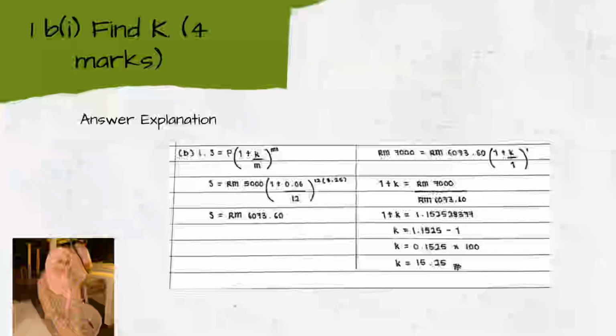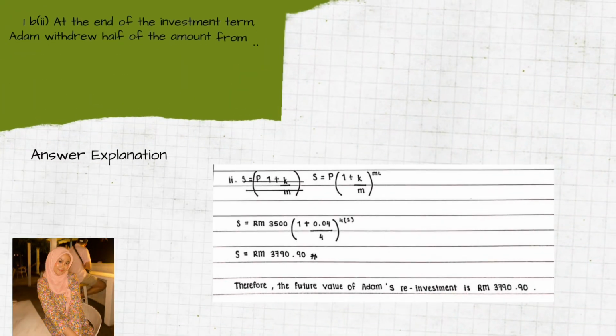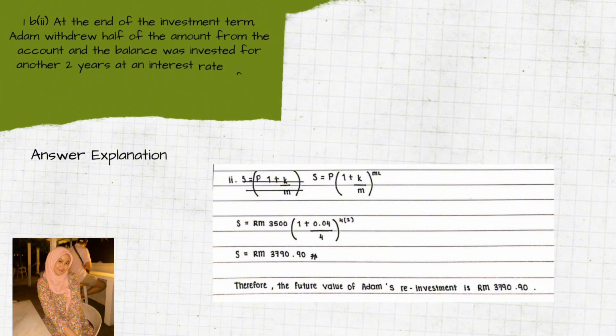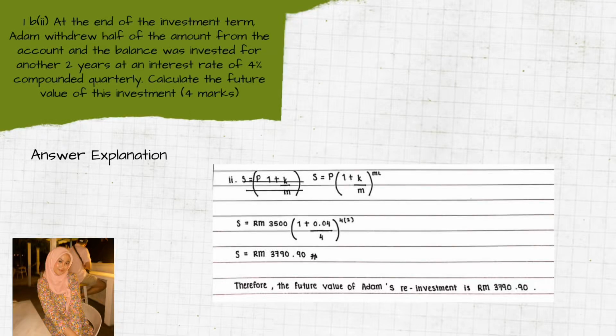Now, let's move on to question 1B, Roman 2. At the end of the investment term, Adam withdrew half of the amount from the account and the balance was invested for another 2 years at an interest rate of 4% compounded quarterly. Calculate the future value of this investment. Using the same formula, S equals 3,500 ringgit multiplied by open bracket 1 plus 0.04 divided by 4 close bracket to the power of 8. This equals 3,790 ringgit and 90 cents.